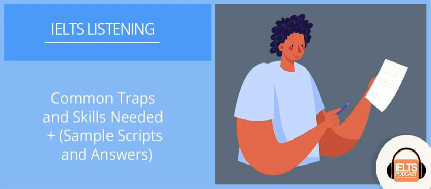There are 4 sections: section 1, 2, 3 and 4. Section 1, a conversation between 2 people in an everyday context. Number 2, a monologue set in an everyday social context. That's just one person talking. Section 3, a conversation of up to 4 people, probably set in an educational or training context. And then number 4, an academic subject. Section 4 is usually a little bit more dense, more specific, more specialized. So each section, 10 questions, a total of 40 questions.